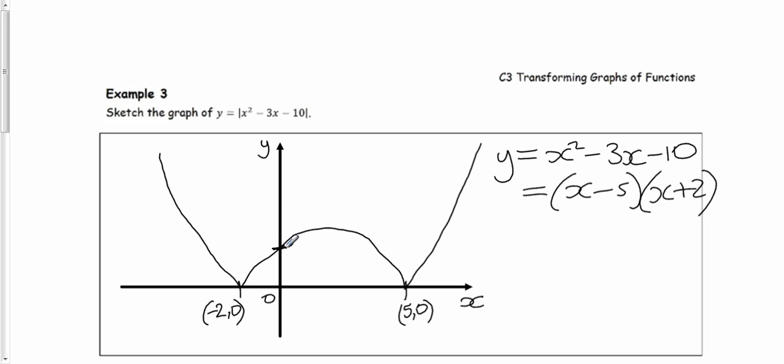So one thing left to do, across the y-axis. When x is nothing, y would equal minus 10 on the original, so it'll equal 10 after being modulus. And that's the graph of the modulus of x squared take away 3x take away 10. It's a little bit messy because of the surface I'm drawing on with my pen. So make sure when you draw your curve it's really smooth and the maximum point is around here somewhere. Okay, that's it.